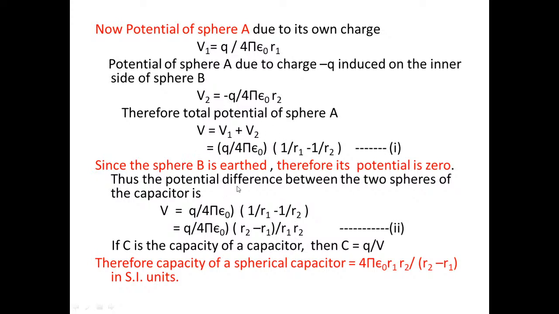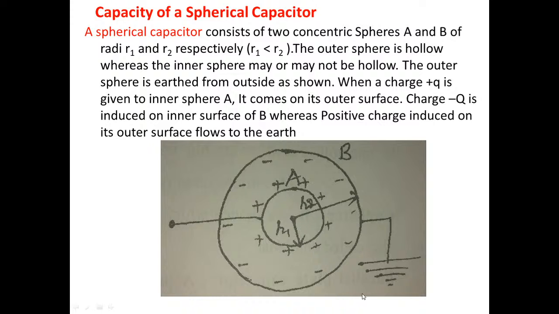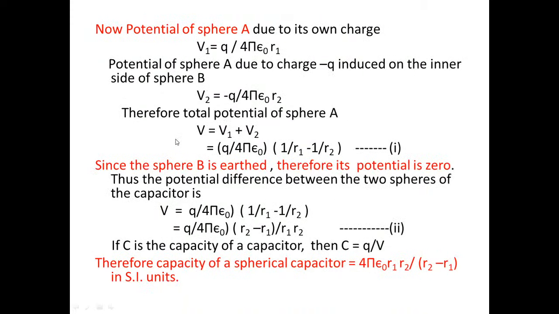Since the sphere B is earthed, therefore its potential is 0. So potential difference between these two spheres A and B will be equal to total potential of sphere A minus total potential of sphere B, that is V minus 0, which is equal to V.